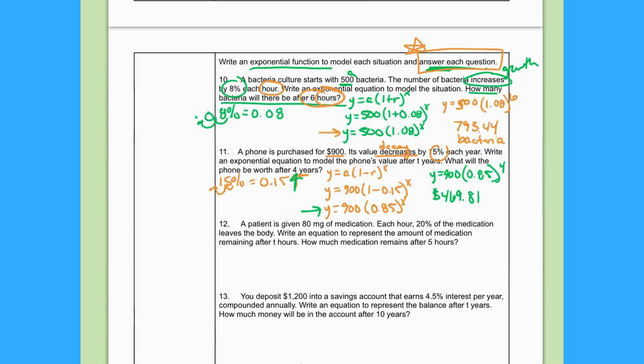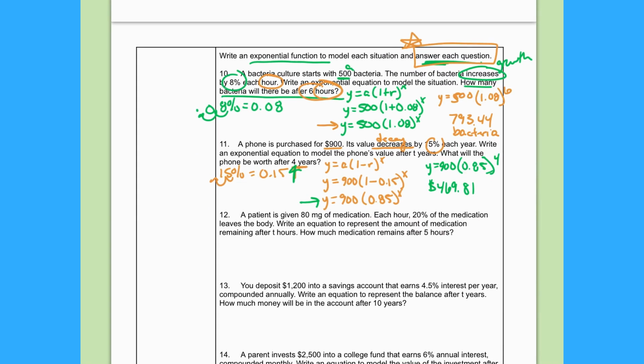Okay. Number 12. A patient is given 80 milligrams of medication. Each hour, 20%. So 20%, move the decimal 2 places. So that's going to be 0.2 or 0.20. Those are the same thing. 20% of the medication leaves the body. If it's leaving the body, it's decreasing. So again, this is going to be a decay problem. So then I'm going to set up my model. 1 minus, since it's decay.